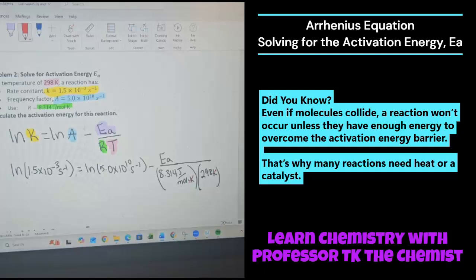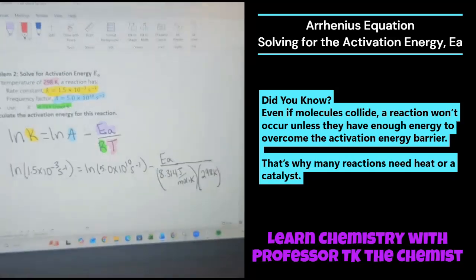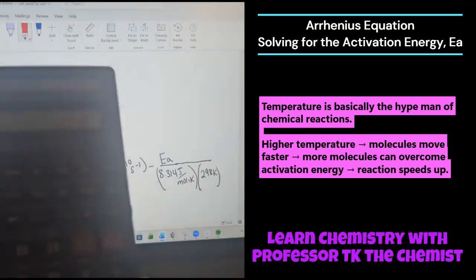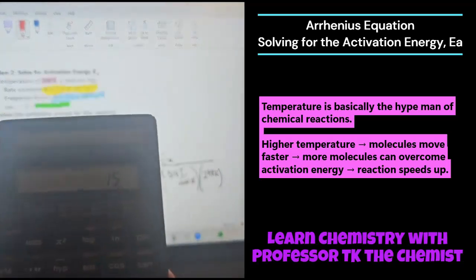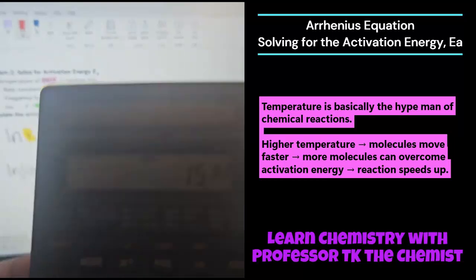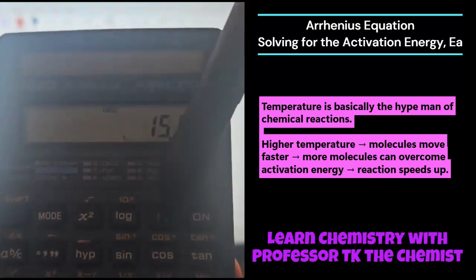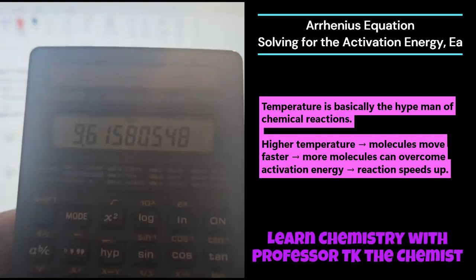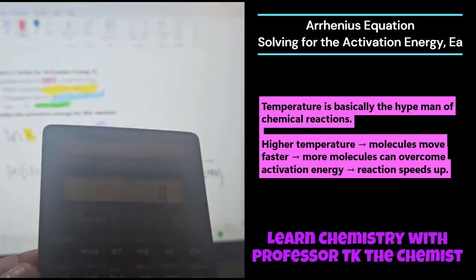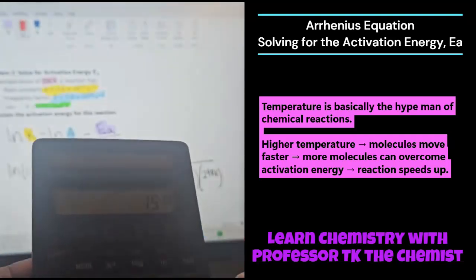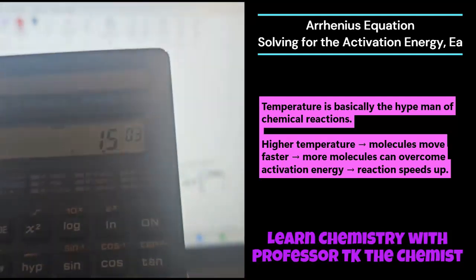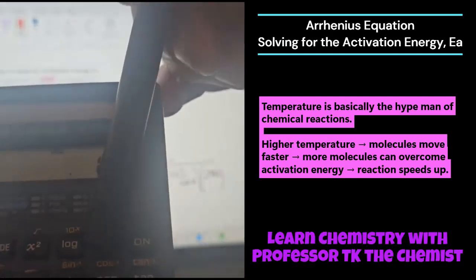So I'm going to plug it into my calculator. Right here on my calculator, I can't tell you about yours unless you tell me what kind you have. But on mine, I have to put in the number first, 1.5 times 10 to the negative third. Then I'm going to hit this natural log button. Hold on. 1.5 times 10 to the negative third, and I'm going to hit this natural log button.